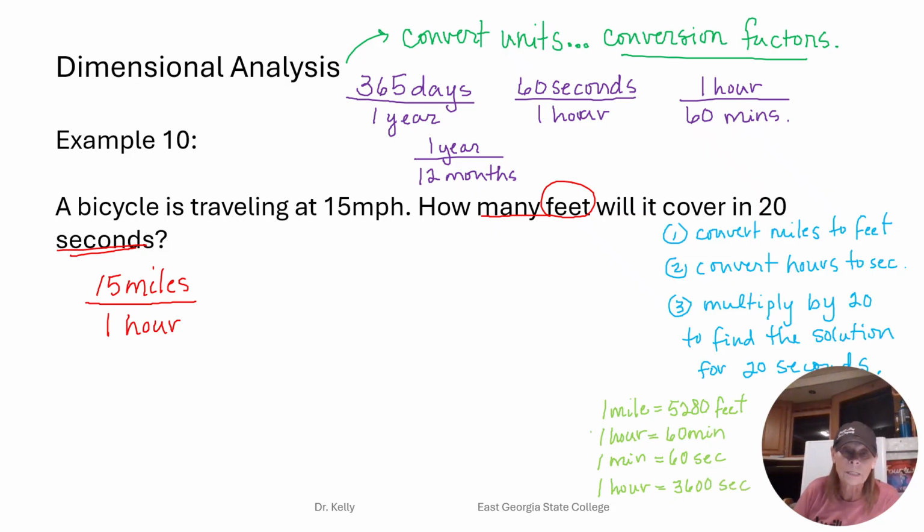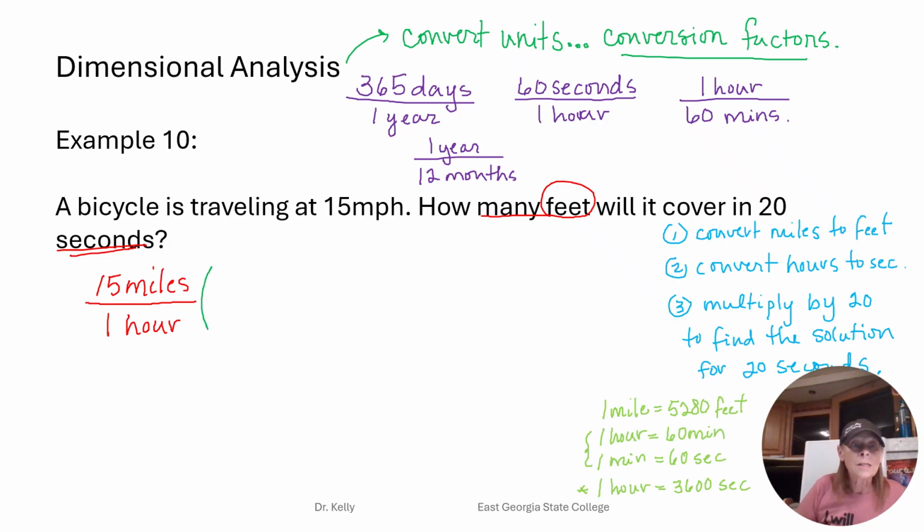Now, you could use these two together, or you could use this one alone, right? Because that goes hours to seconds. Okay. Now I have everything I need, because I know I'm going to have to go miles to feet. I got that conversion factor. I know I have to go hours to seconds. I've got that conversion factor. And I know I'm going to need 20 seconds at the end. So we'll work on that when we get there.